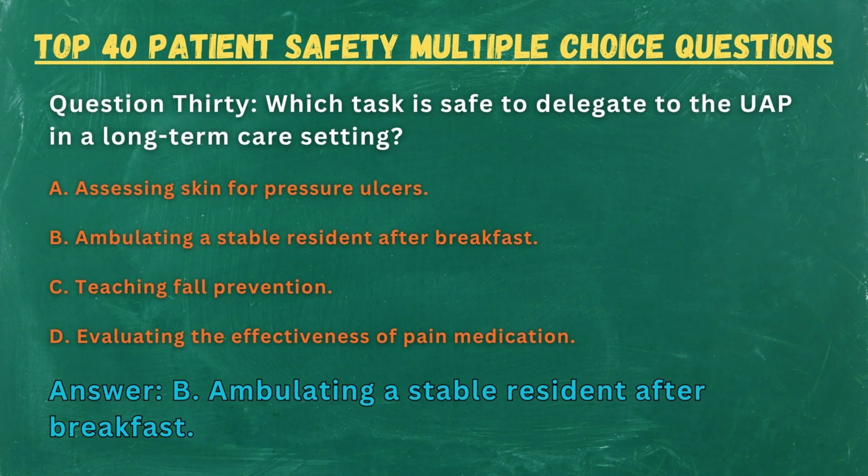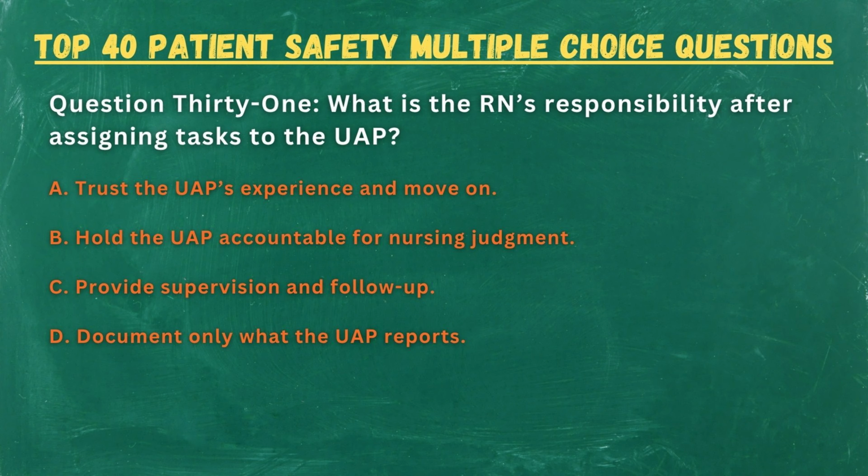Answer: B. Ambulating a stable resident after breakfast. Question 31. What is the RN's responsibility after assigning tasks to the UAP? A. Trust the UAP's experience and move on. B. Hold the UAP accountable for nursing judgment. C. Provide supervision and follow-up. D. Document only what the UAP reports.